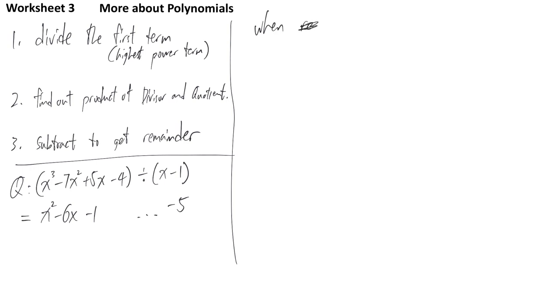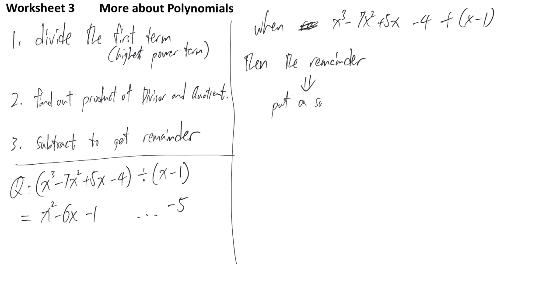When the function, that means x power 3 minus 7x squared plus 5x minus 4, is divided by x minus 1, then the remainder will equal to, you put a suitable value, a suitable x, such that the divisor becomes 0. This is the criteria, and you need to memorize it first, otherwise we can't continue.